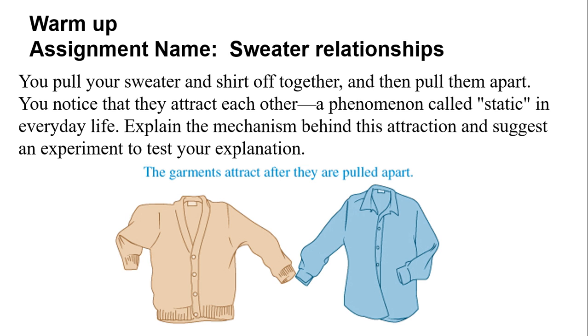But here we go. You pull your sweater and shirt off together, and then pull them apart. You notice that they attract each other, a phenomenon called static, in everyday life. Okay, so that was timed weird. But explain the mechanism behind this attraction and suggest an experiment to test your explanation. So you pull them apart. The garments are obviously attracted to each other afterwards. But you have to figure out why that is and how can you prove it. Interesting. All right, moving on. Good luck with that.